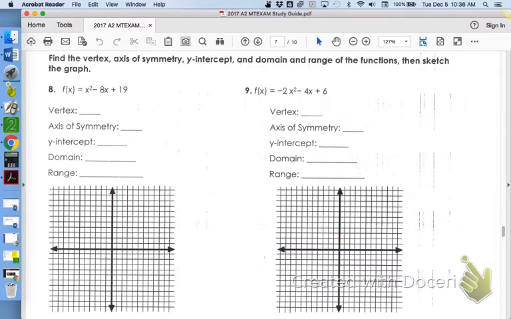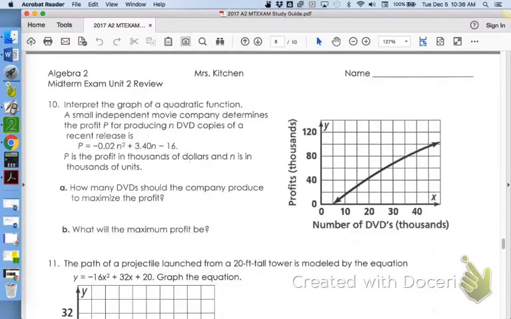Oh, no, wait a minute, is this the same one? Hang on. Yeah, that sure is the same one. Okay, I'm not doing it twice.